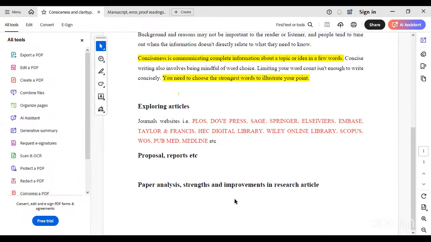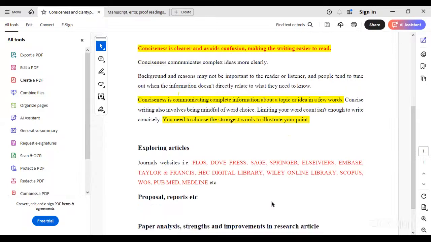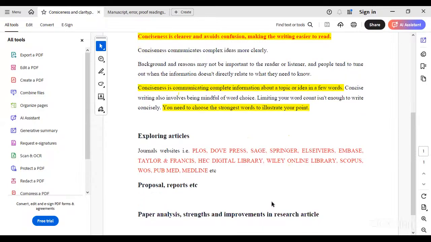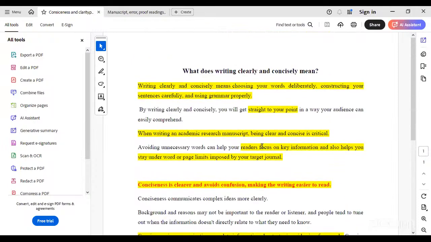Then the paper analysis, strengths and improvements in research articles, should go through all the things. I have told you in a previous document that grammatical errors, technical errors, formatting errors, proofreading and editing are all part of the paper analysis. It strengthens and improves the research article. So these are the important aspects of the manuscript.